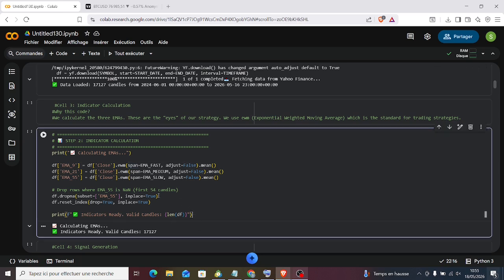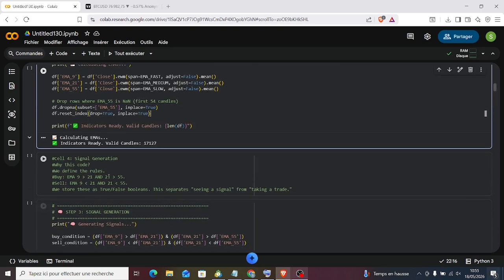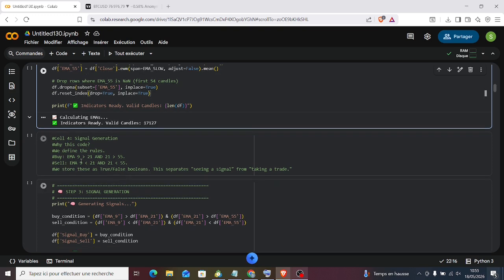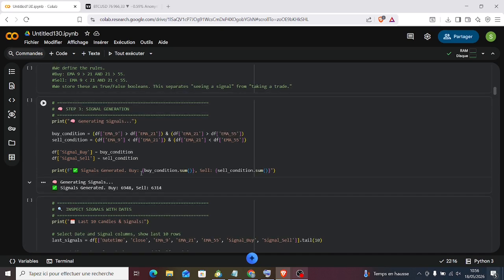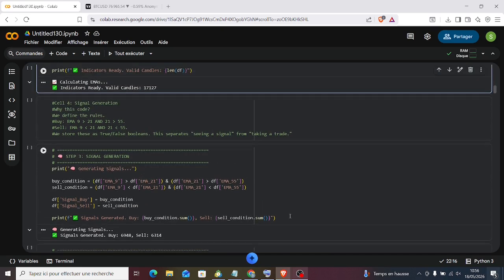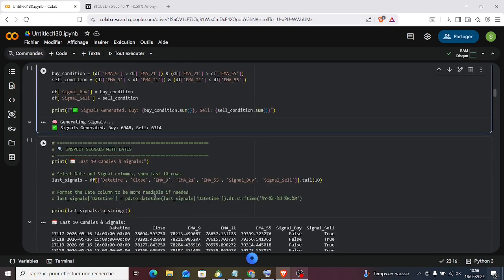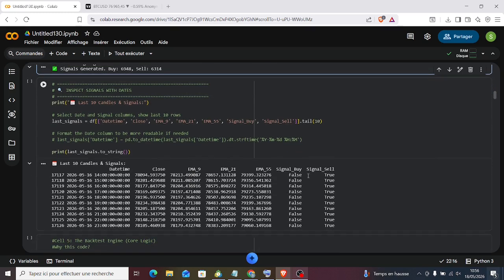Now comes signal generation. The strategy is very simple. Buy when EMA 9 is above EMA 21 and EMA 21 is above EMA 55. Sell when EMA 9 is below EMA 21 and EMA 21 is below EMA 55. I store these conditions as Boolean values, true or false. As you can see, we generated almost 7,000 buy signals and almost 7,000 sell signals. If we inspect the last candles, a true value means a valid signal exists on that candle.